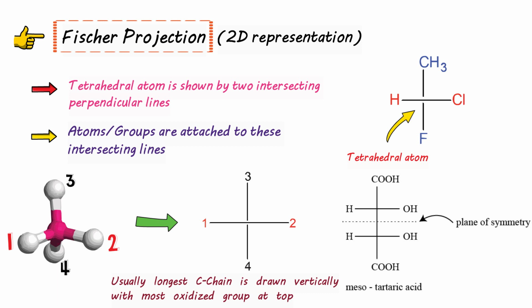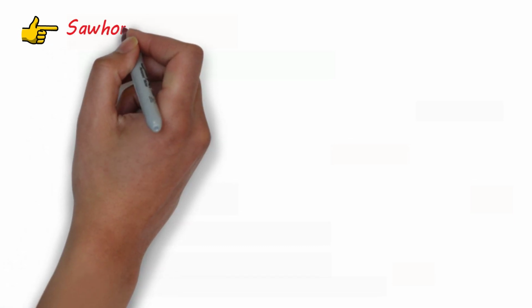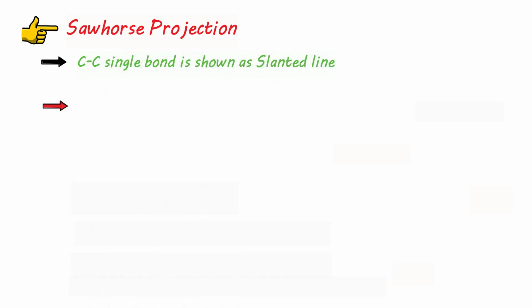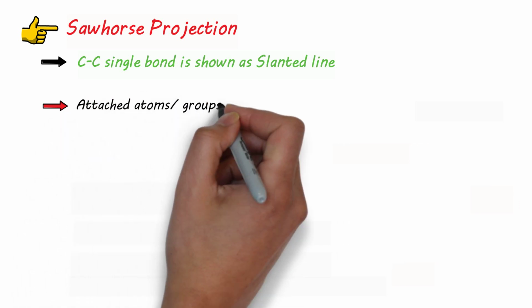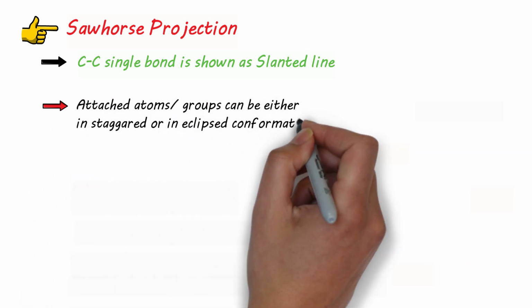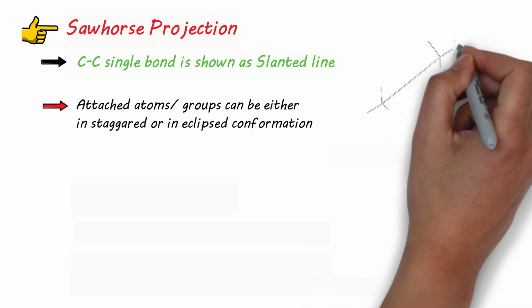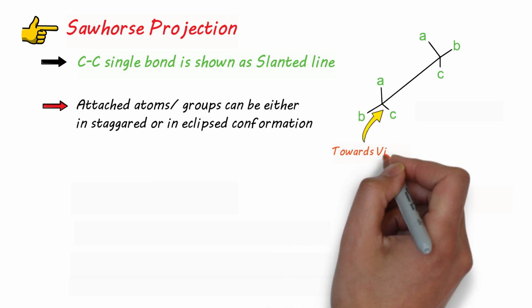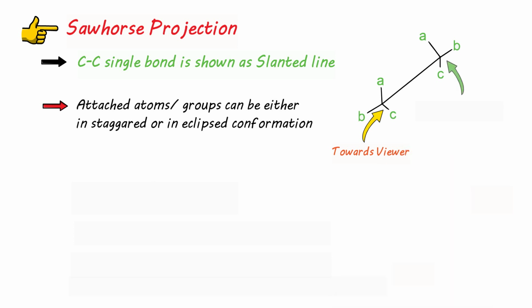Now, in addition to these projections, we have 2 more. So we have the Sawhorse projection. In this projection, the carbon-carbon single bond is shown as a slanted line, and atoms or groups are connected to these carbons, which may be in staggered or in eclipsed conformation. For example, we have this molecule there. The left carbon is facing the viewer, while the right carbon is away from the viewer. This kind of representation is known as Sawhorse projection.